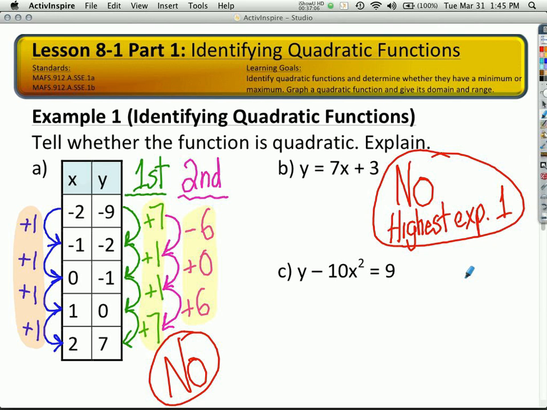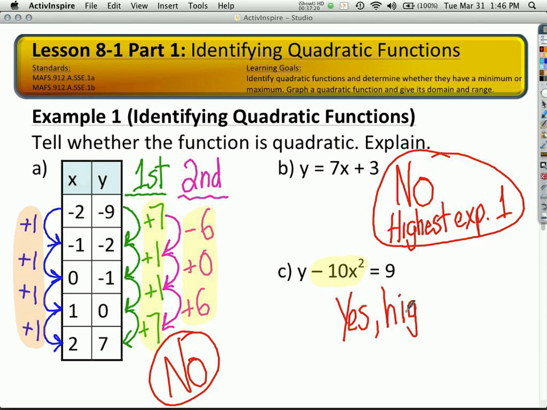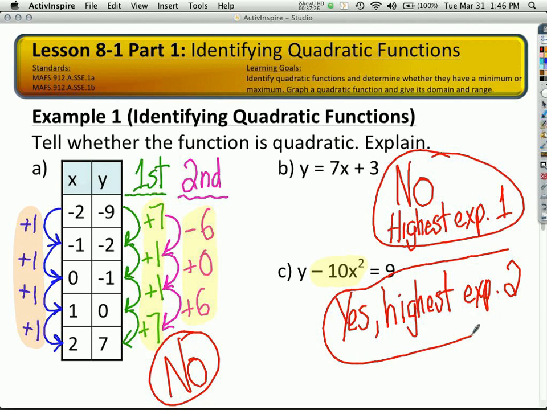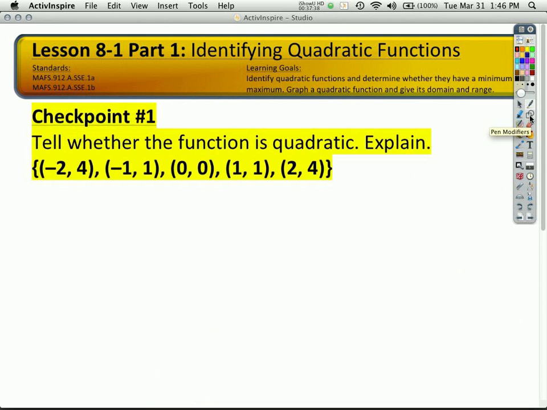Why, Danae? Highest exponent is 2. It's right there. Negative 10x squared. That tells you that it's quadratic. So the answer here is yes. Highest exponent is 2. Any questions about that? Any questions about anything? Good, let's see how you do on your own. Checkpoint number 1.